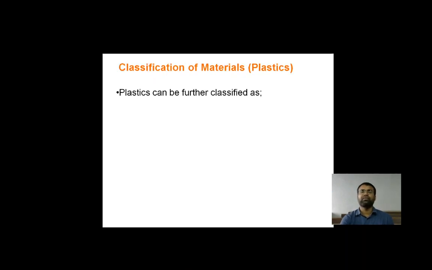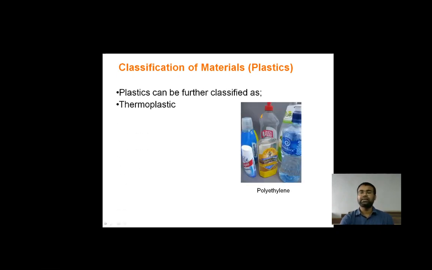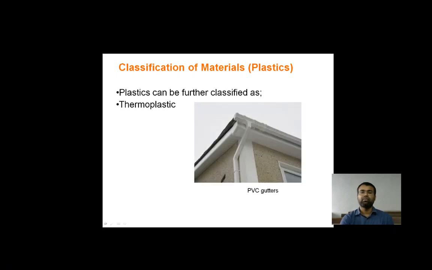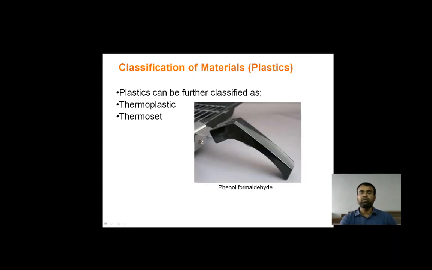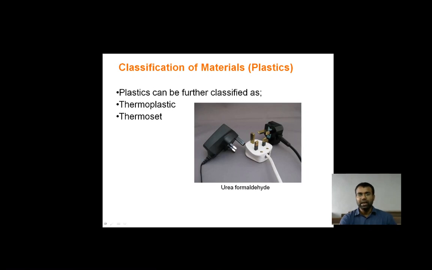So the first material classification is plastic, and it can be further classified as thermoplastics, like polyethylene, that is the PVC gutters, the pipe which is shown in this figure, and thermosets, like phenol formaldehyde, which is used for making handles, and urea formaldehyde, which is used for various kinds of switches. So I am telling you how these materials play a very vital role to help our civilization and make our daily life better.